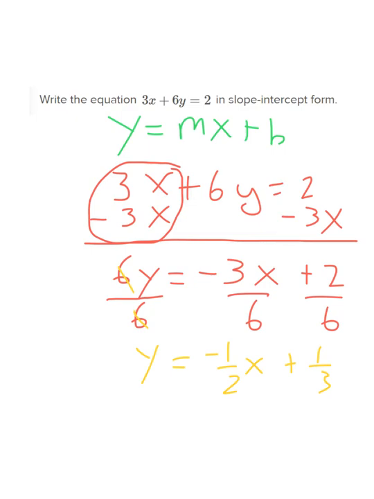Something to keep in mind is that this equation here in slope-intercept form is the exact same equation as this up here. This is written in standard form. These two equations are equivalent. They may look different. This one's in slope-intercept form. This one is in standard form. They may look different, but they're exactly the same. All we did is rearrange the equation. That's all we did.